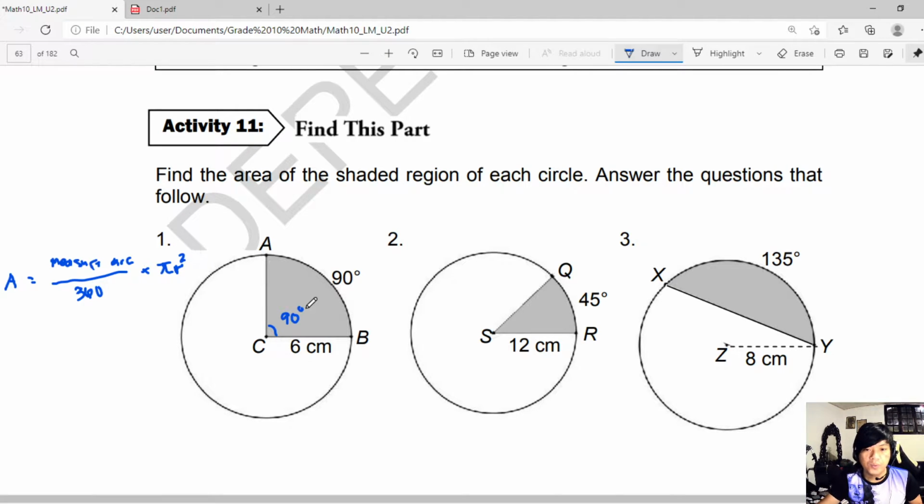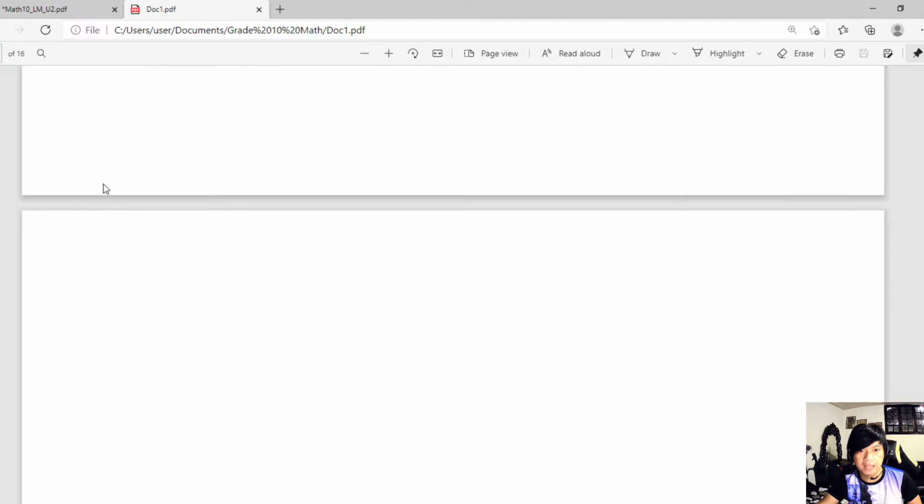So we know that the measure of the arc here is 90 degrees and the radius is 6 cm. So gagamitin natin itong mga detalye dito para malaman natin yung area ng shaded portion. So ito yung hinahanap natin. Yung slice ng pizza na to, hanapin natin ang area niya. So let's go to the blank sheet.